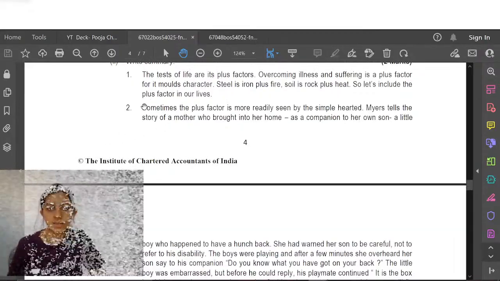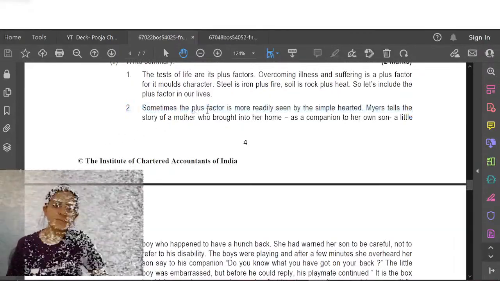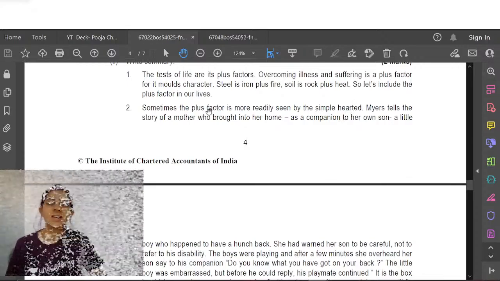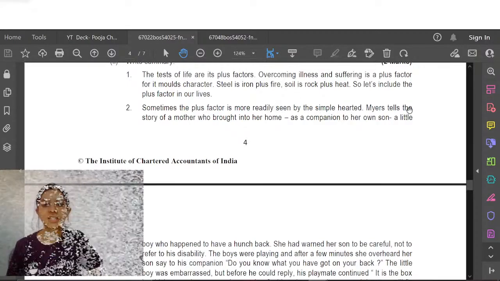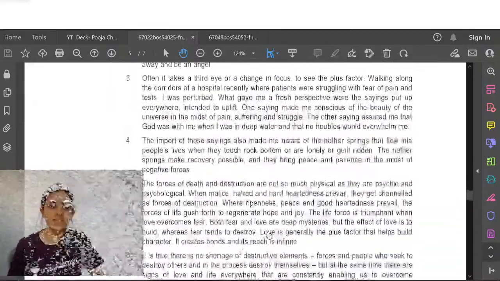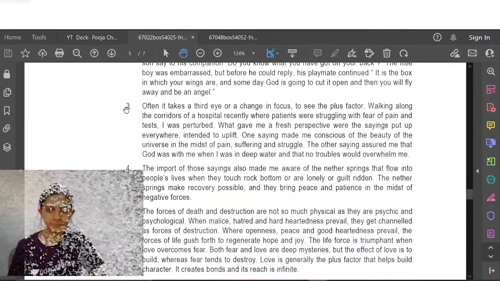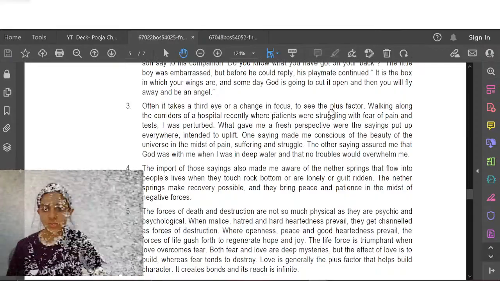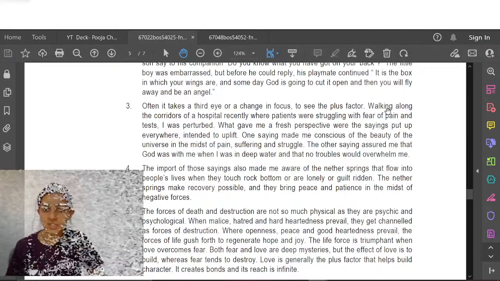You should always write the second point as something the plus factor is more readily seen in simple hearted. So you could just write a point saying that plus factors seen readily in simple hearted people instead of writing the whole example. Now let's see in the third point what all they have covered. Often it takes a third eye or change in focus to see the plus factor. What is the first point?